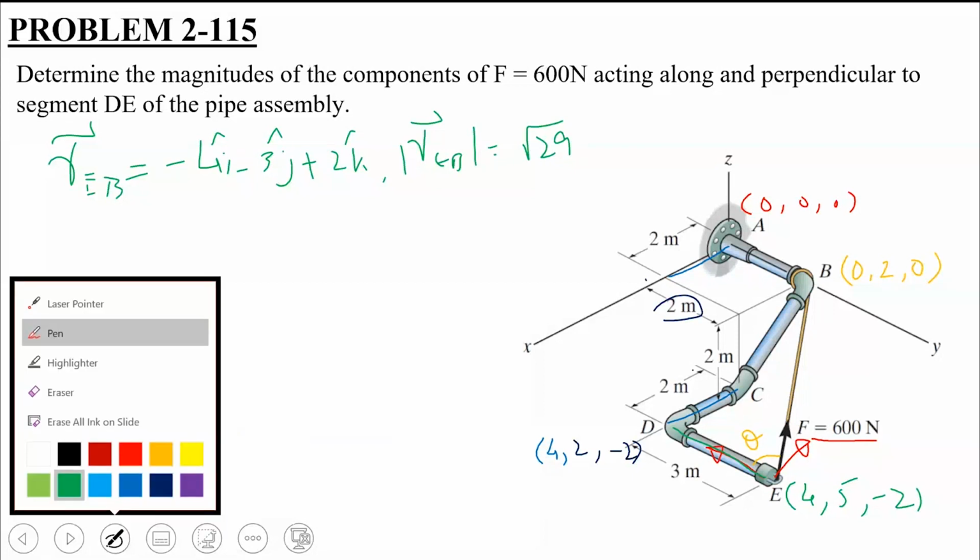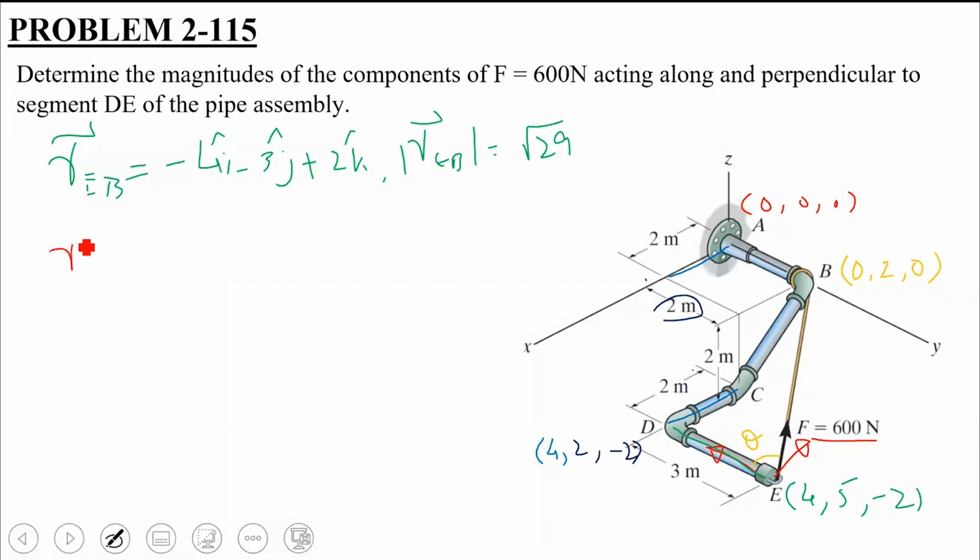Similarly, the next vector is RED. For the RED vector, we subtract the coordinates of E from D. As you said, between D and E only the y coordinate is changing, so the other two coordinates become 0. And you are going to get -3j, so its magnitude would also be equal to 3.